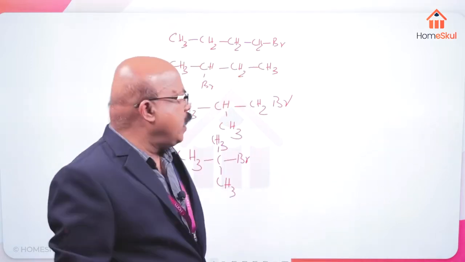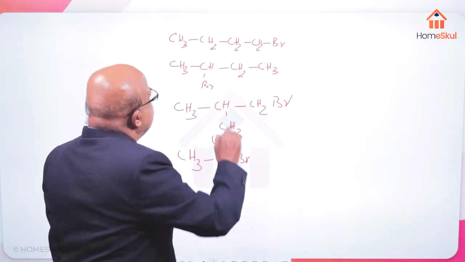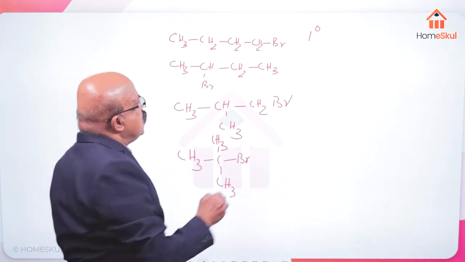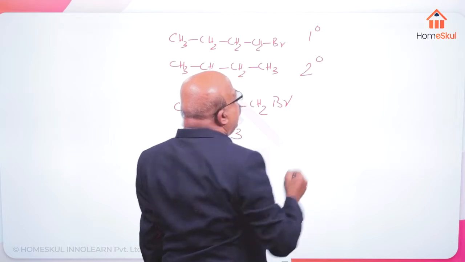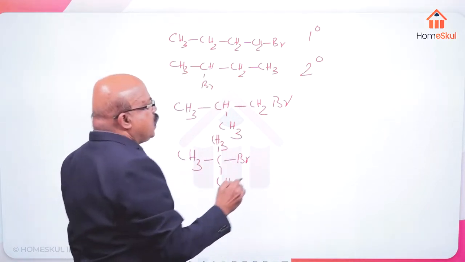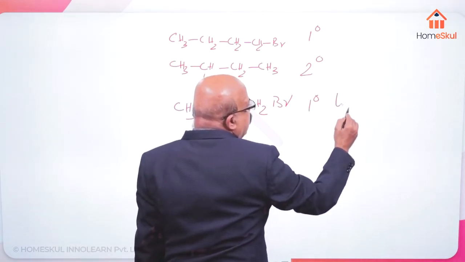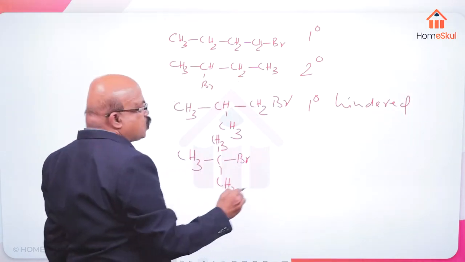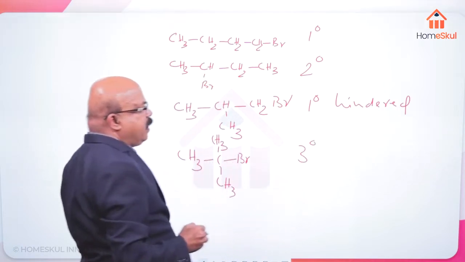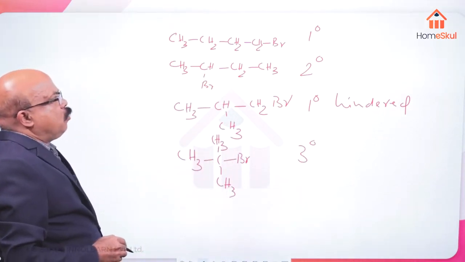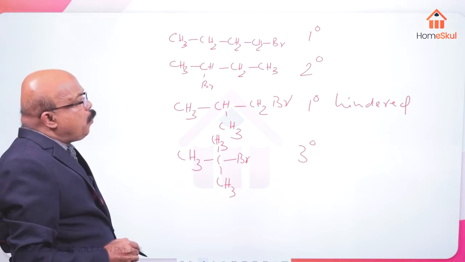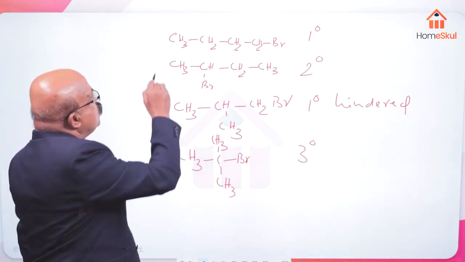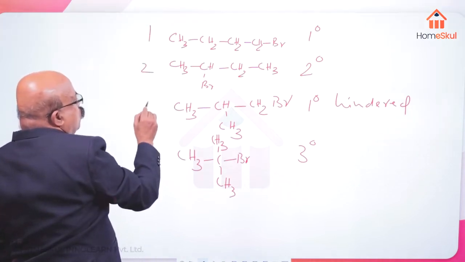That is a capsulized form. So here this is a primary alkyl halide, this is a secondary alkyl halide, this is a primary alkyl halide but it is more hindered, this is a tertiary alkyl halide. So which is more reactive? There are two primary alkyl halides. The less hindered will be more reactive. So 1, 2, 3, 4.